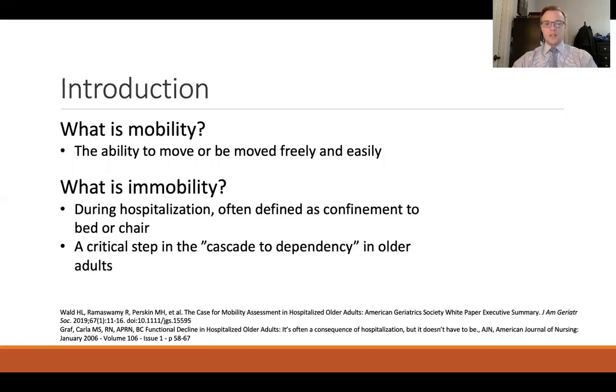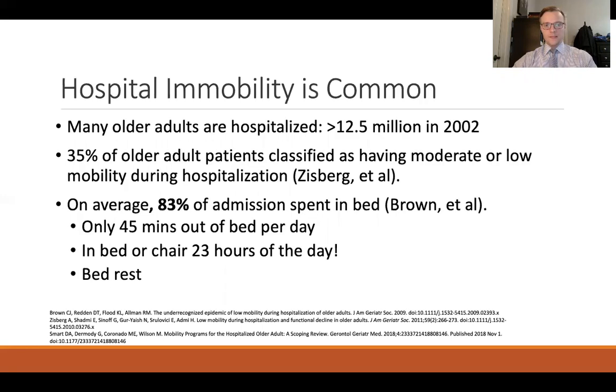Mobility can be defined as the ability to move or be moved freely and easily. Conversely, how will we define immobility? It is often defined during hospitalization as confinement to the bed or the chair. Also, immobility is a critical step in the cascade to dependency often seen in older adults. And the problem is that this is very common.